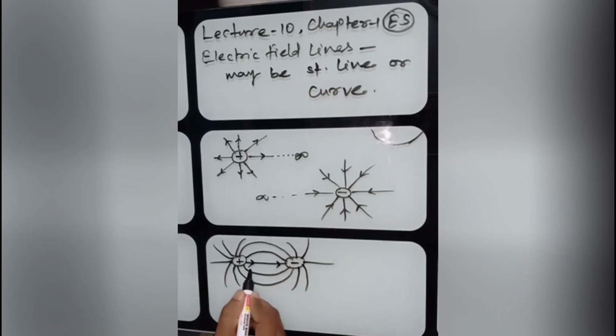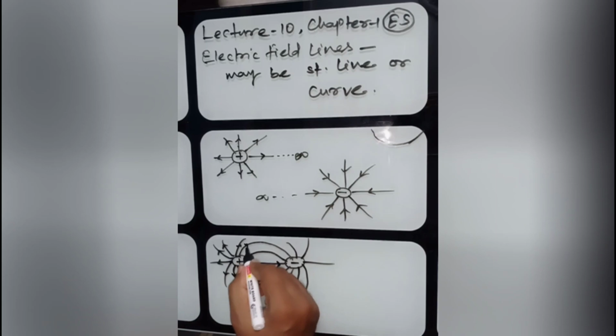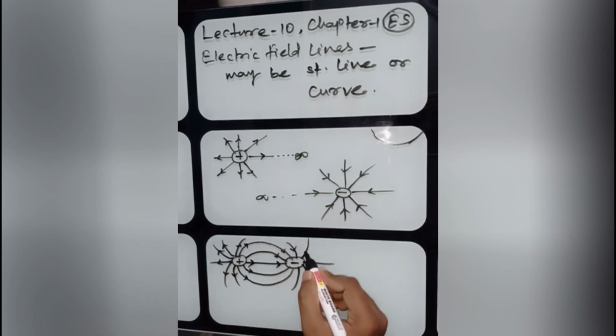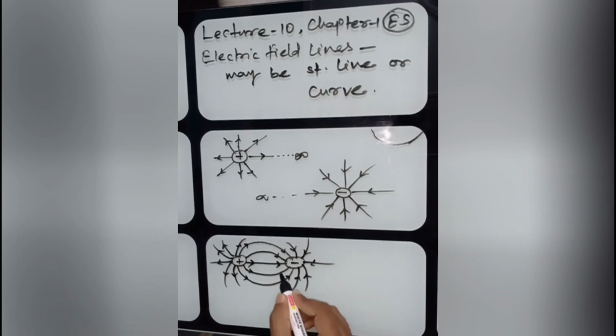Now we can put the direction for each electric field line. It is this one. Remember, while drawing, you must bear in mind that the direction of each field line should be in such a way that two field lines never intersect each other.